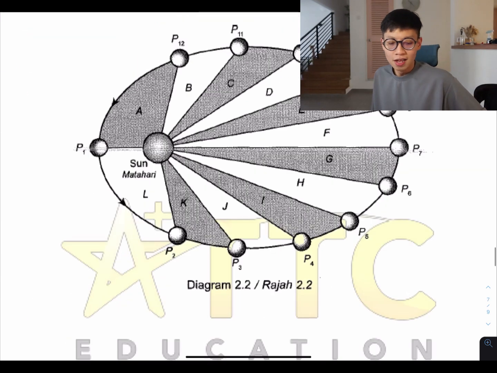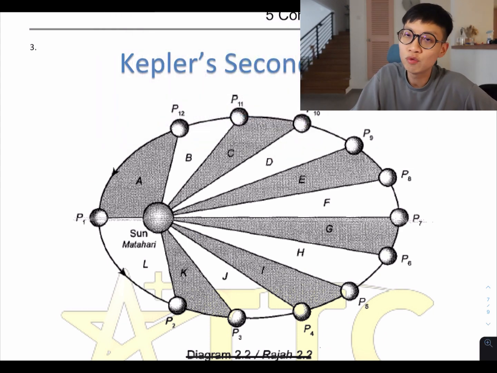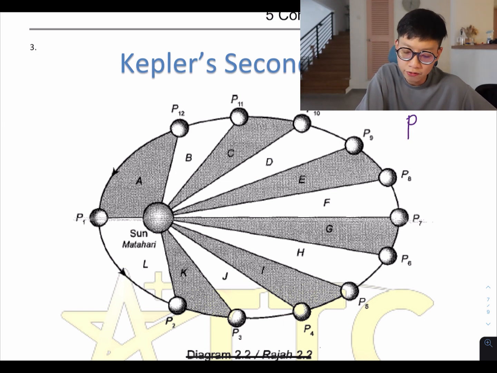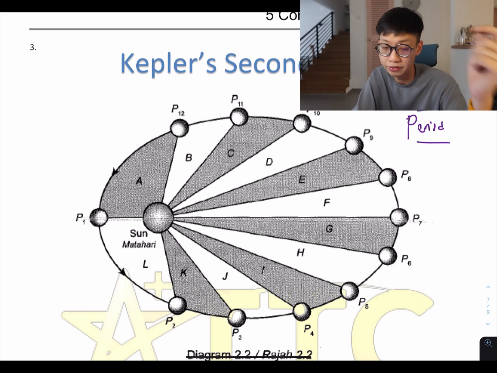Let's go. We talk about Kepler's second law. In Kepler's second law, you have to understand that Kepler's laws go by this thing called OAP. OAP stands for orbit, area, and period. Kepler's first law is called the law of orbit. Kepler's second law is called area. Kepler's third law is called period.